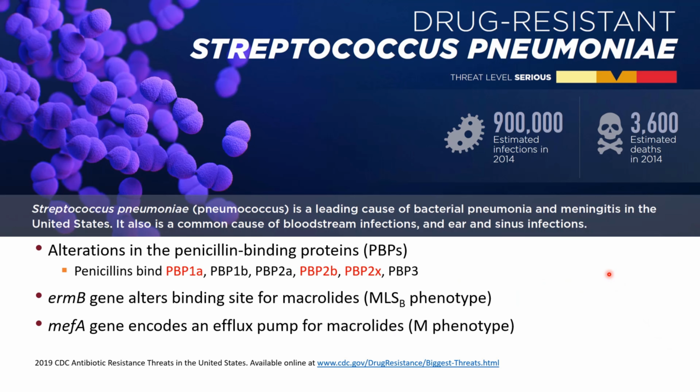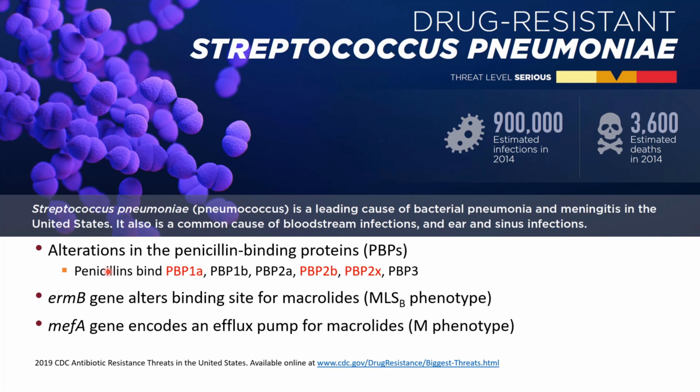The CDC has designated a serious threat level to drug-resistant Streptococcus pneumoniae. The mechanism of resistance of Streptococcus pneumoniae to beta-lactams involves alterations in the penicillin binding proteins or transpeptidase, which are the binding sites for beta-lactams. Now, note that it does not involve production of beta-lactamases. So beta-lactamase inhibitors are not going to overcome this resistance.